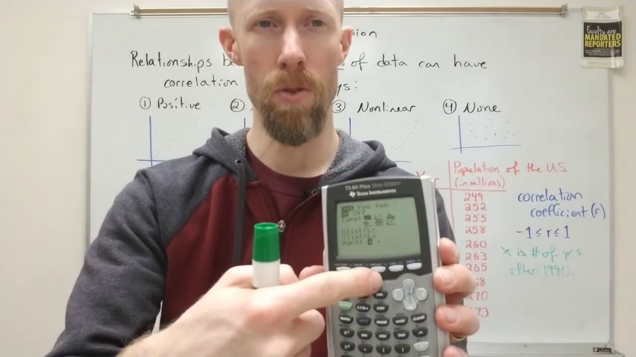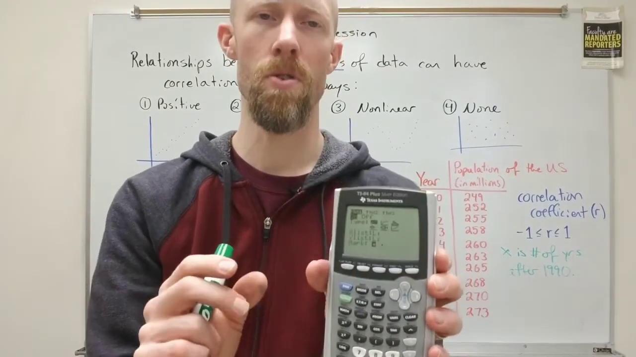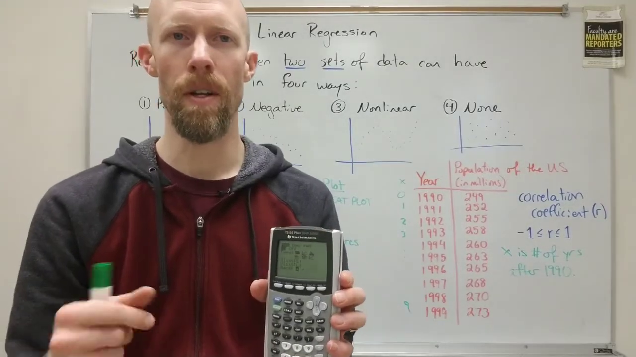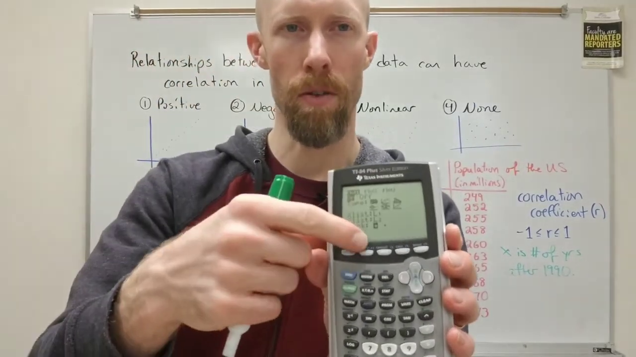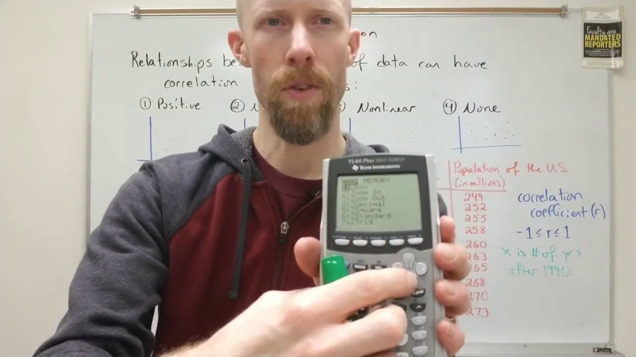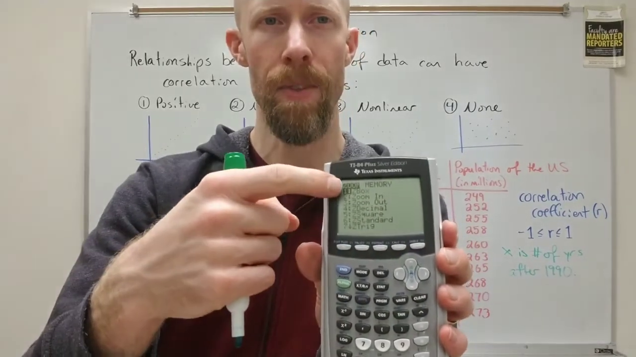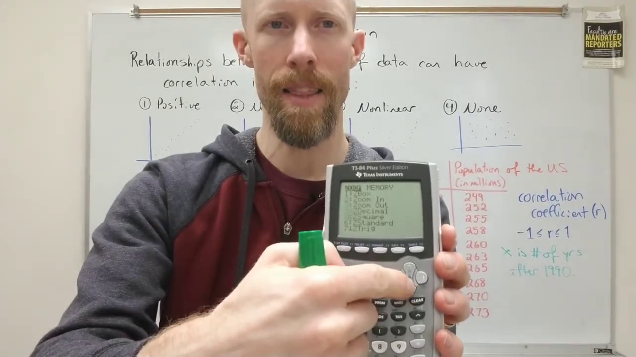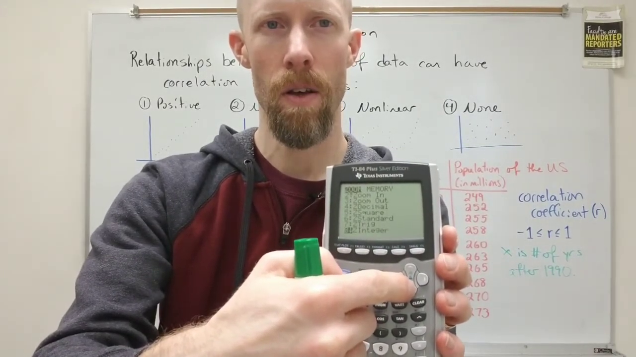The window we're going to use is under Zoom. Zoom gives you some sort of predetermined windows for our graph. And so if we go to Zoom, a real convenient one for this is called Zoom Stat. Now it's not on this first screen. You actually have to scroll down until you get to the 9th option down.